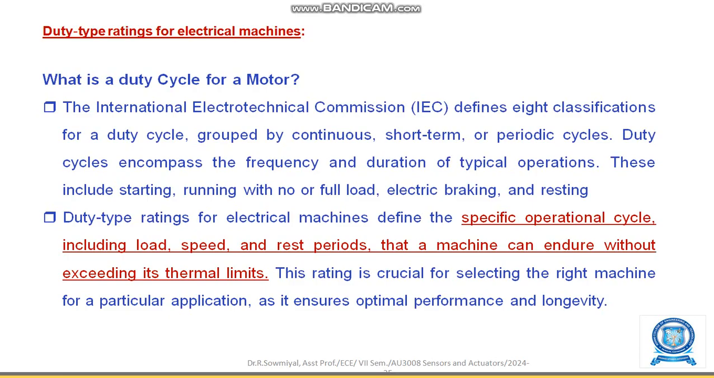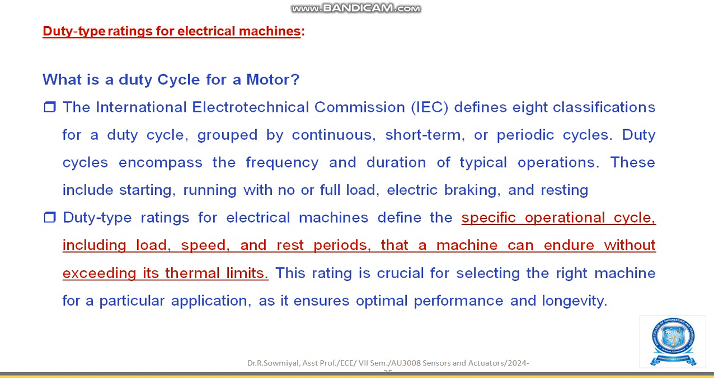So, duty type rating for electrical machines. So, what is duty cycle for a motor? The International Electrotechnical Commission defines 8 classifications for duty cycle, grouped by continuous, short term or periodic cycles. Duty cycles encompass the frequency and the duration of the typical operation, this including starting, running with no or full load, electric braking and resting.